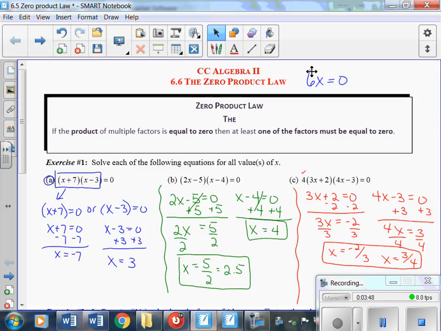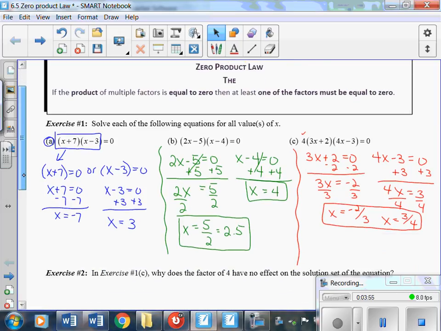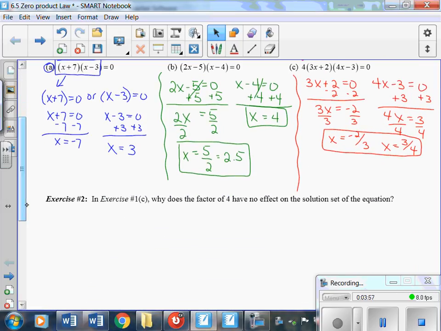All right, so hopefully that was not any issues for you. Again, complete review from Algebra 1. Now, number 2, I kind of got ahead of myself with this one. It says in exercise 1C, why does the factor 4 have no effect on the solution set of this equation? Well, like I said, basically 4 has no effect on the solution because 4 cannot be equal to 0. I don't want to spend time writing that down. You can write that down if you want to.